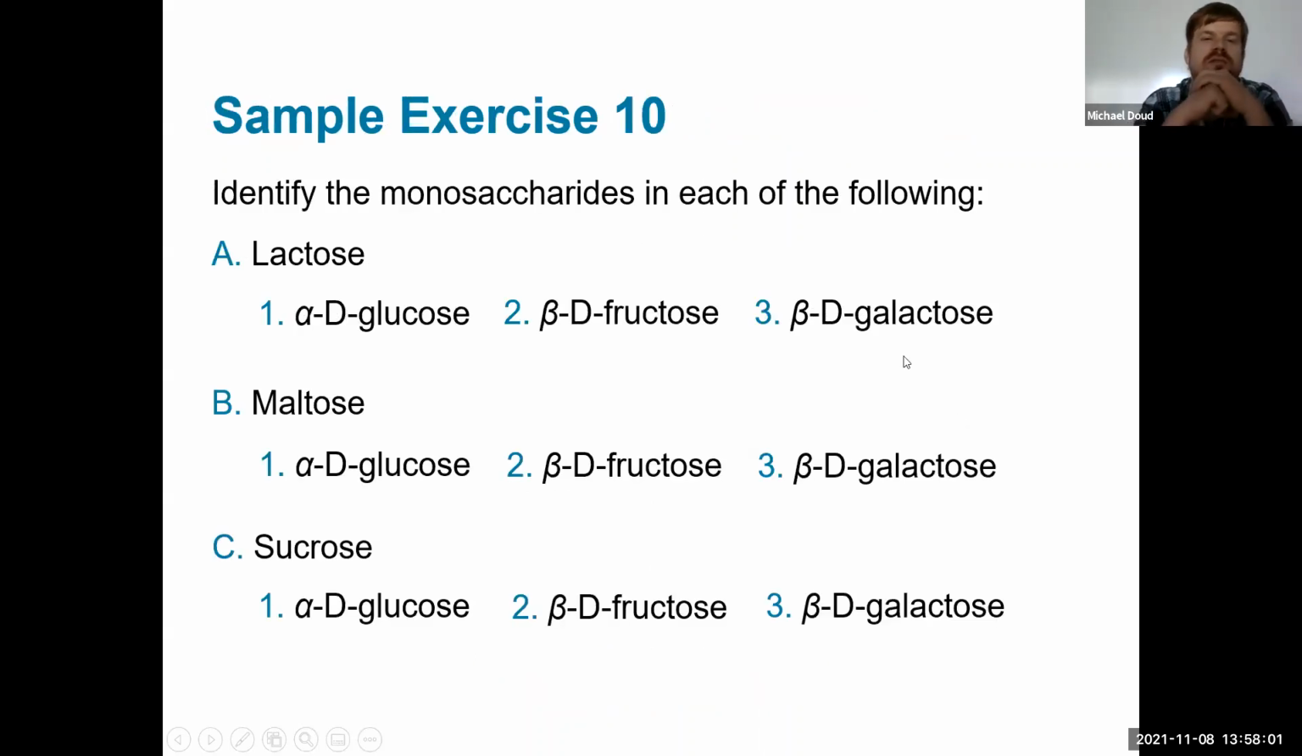Okay, so all of that, let's go ahead, check your notes here and tell me which monosaccharides are involved in the following: lactose, choose the two that are there, maltose, and sucrose. Tell me which monosaccharides are involved in each of them. Pause the video here, take a look at your notes, and when you come back, let's take a look at the answer. So pause.